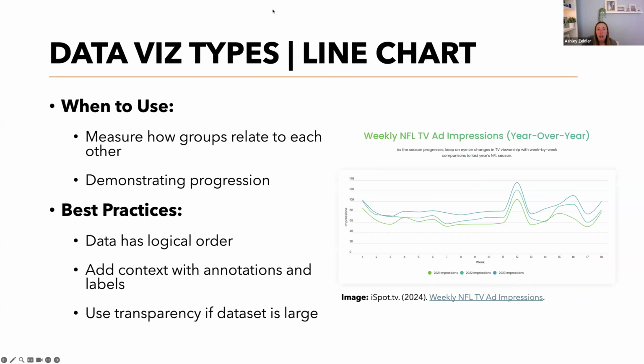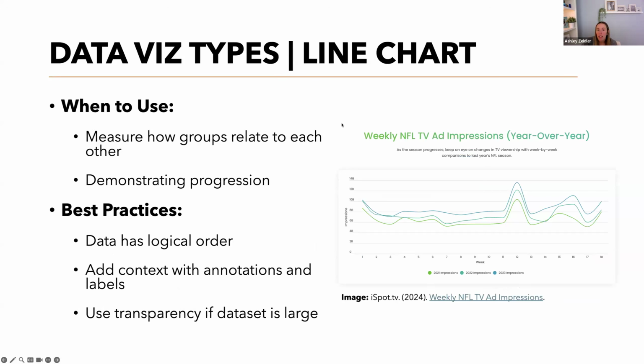So next we have the line chart. So a line chart is going to use points connected by line segments from left to right to demonstrate changes in value. The horizontal axis depicts a continuous progression, a length of time, while the vertical axis reports values for a metric of interest across that progression.